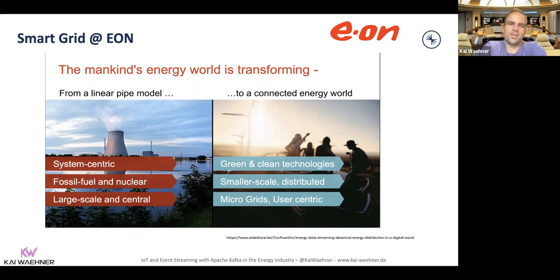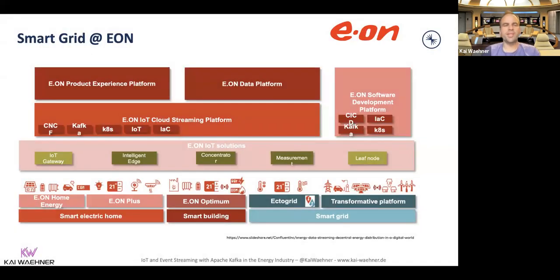And so here E.ON presented how they are moving away from a system-centric to a more distributed infrastructure, and also more to smaller scale and distributed systems with microgrids and so on. So this is a complete shift of their business. And on the next slide now, you see their architecture and how they implemented that. So they have built what they call the E.ON IoT cloud streaming platform, where they're running event streaming with Confluent on, in their case, a Kubernetes cluster in the cloud.